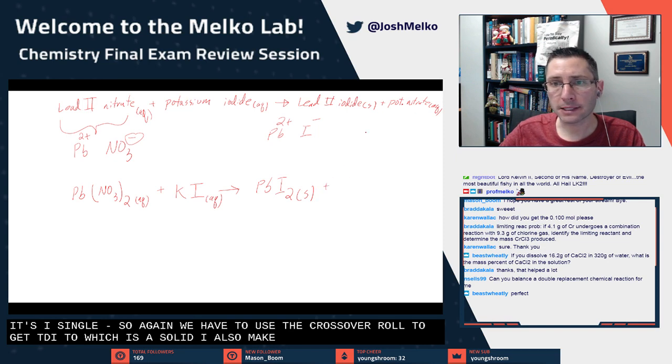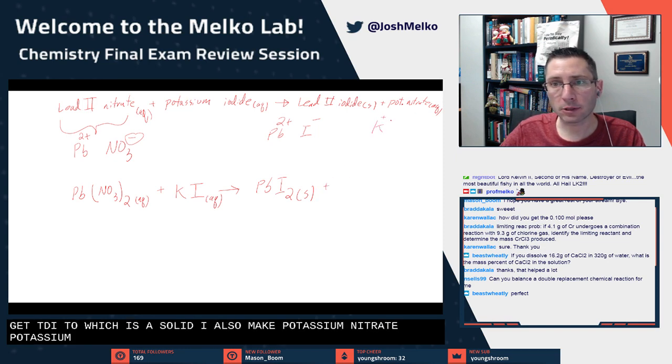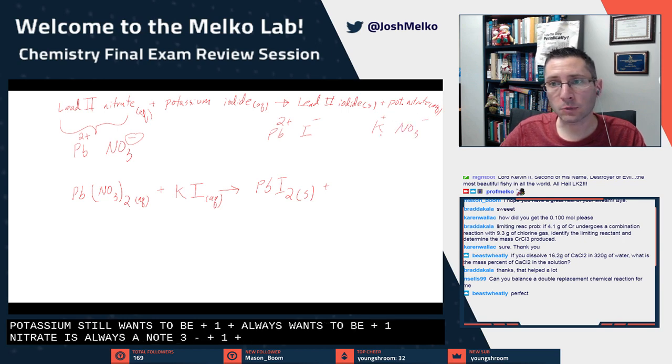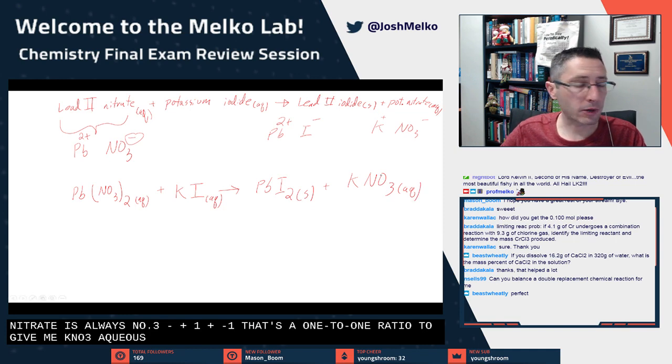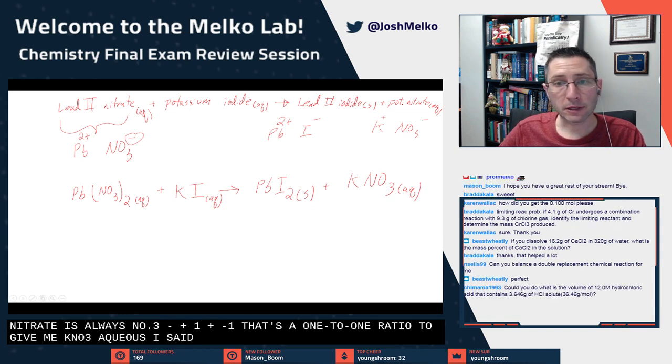I also make potassium nitrate. Potassium still wants to be +1. It always wants to be +1. Nitrate is always NO3-. +1 and -1, that's a 1:1 ratio to give me KNO3, aqueous. Okay, so that's a lot of the problem in setting up the equation.